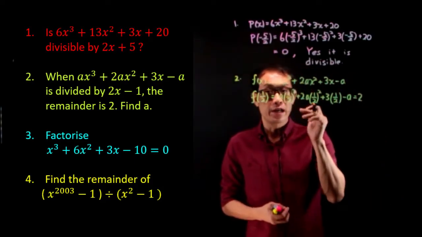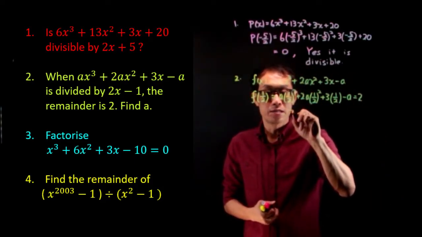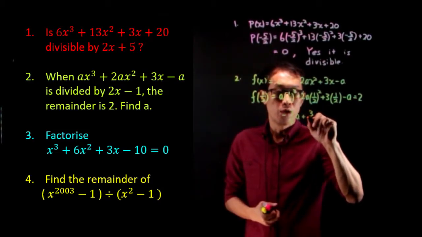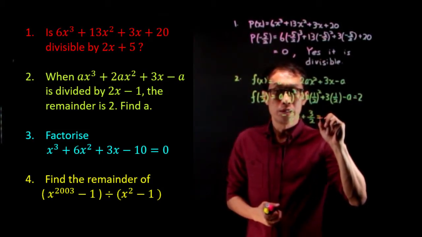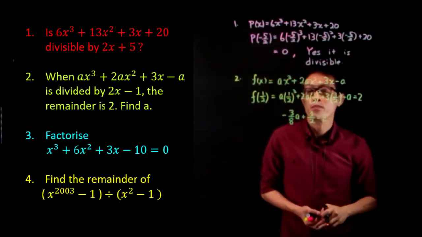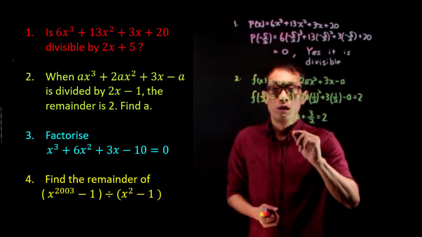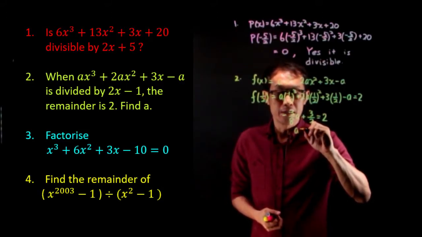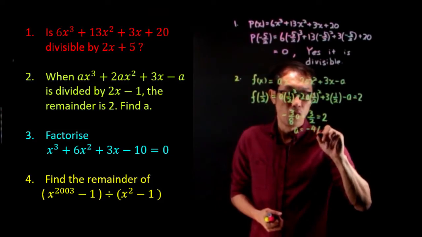Okay, if you simplify this, you will get minus 3/8 over a plus 3 over 2 is equal to 2. So if you solve this equation, you will find that a is equal to minus 4 over 3.